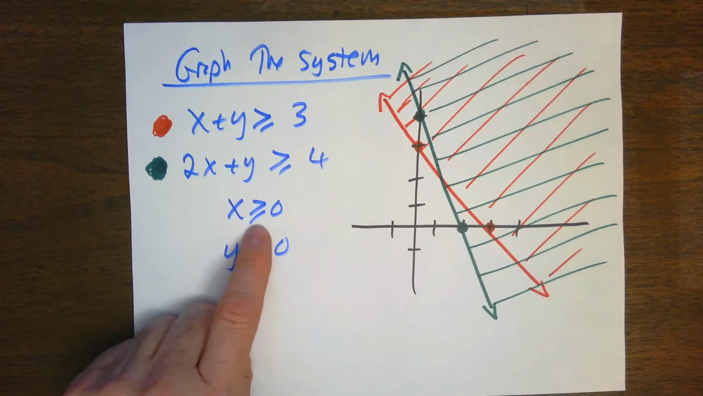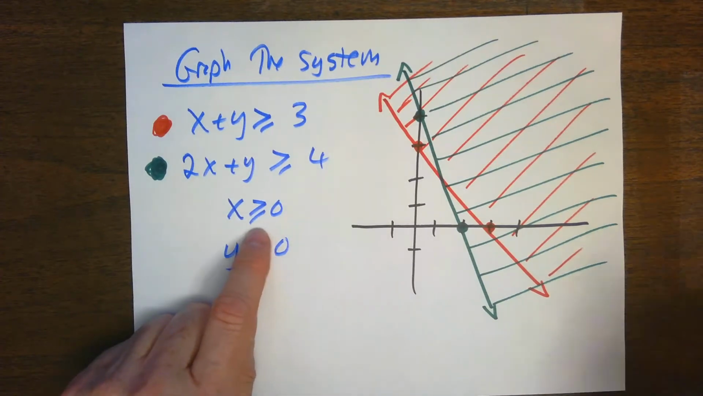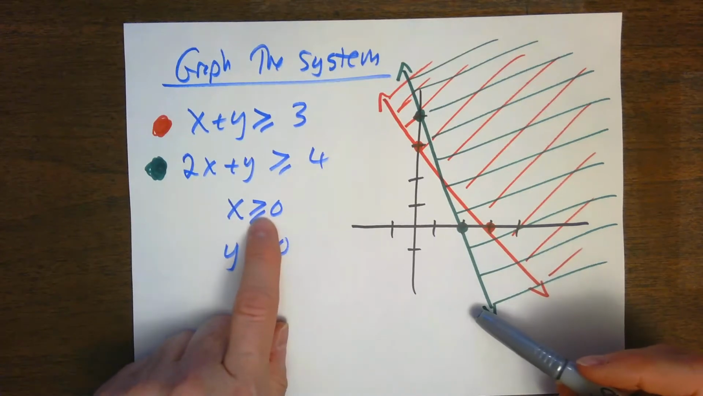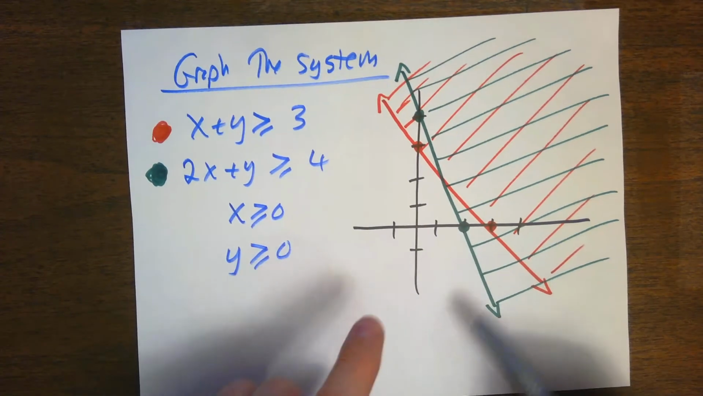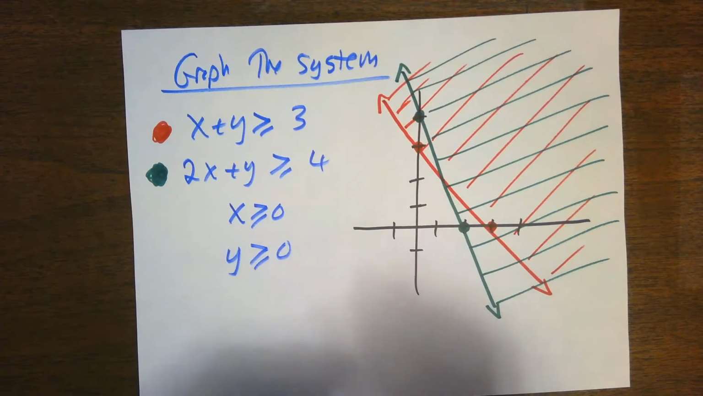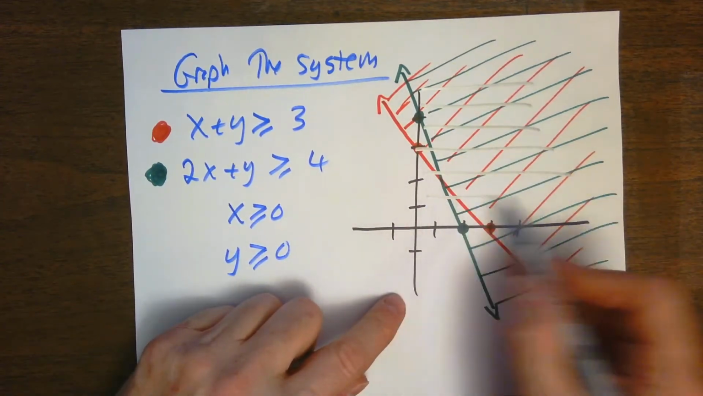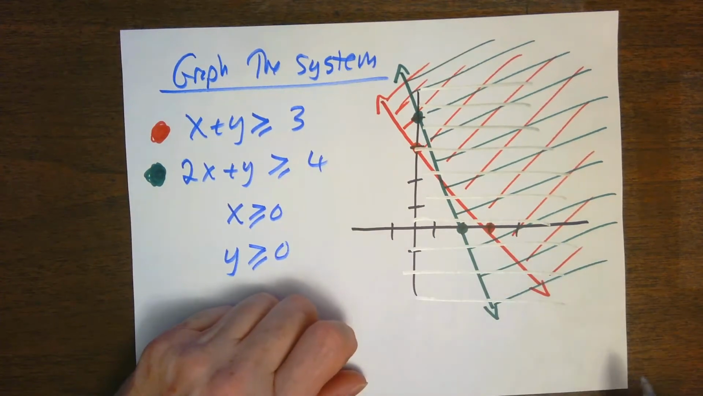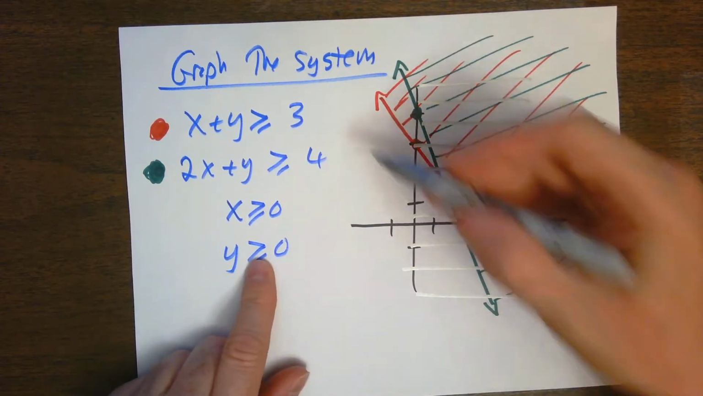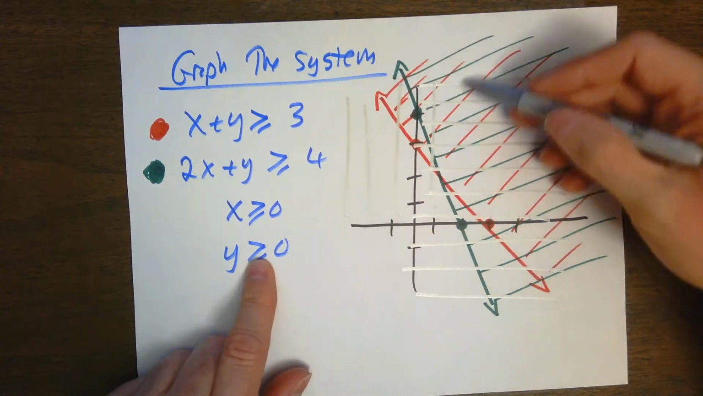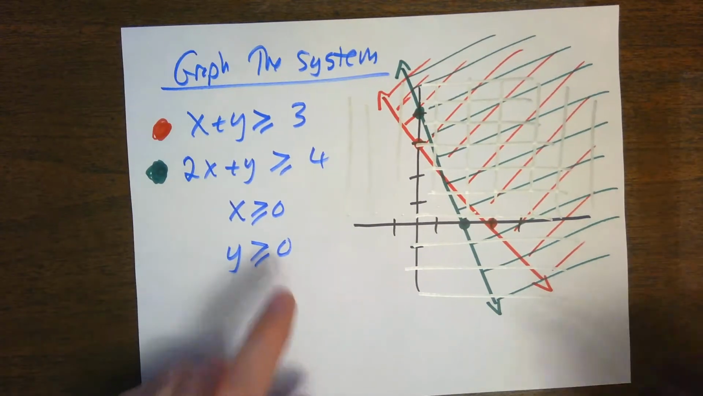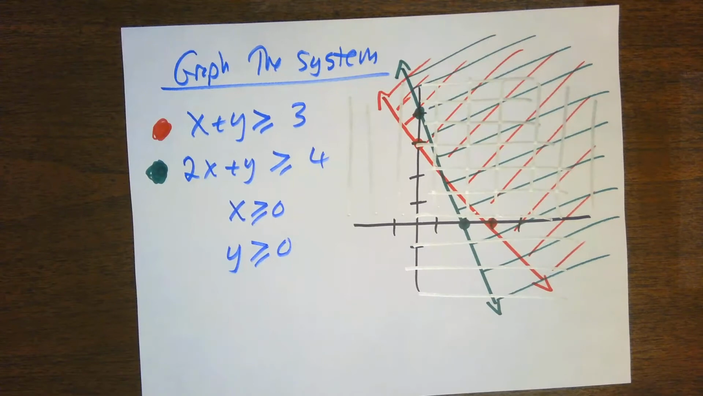But wait, I've got 2 more. I want x greater than 0. What would x is greater than 0 look like? X is greater than 0 means that I can only have positive x values. Well, positive x values would be here. Y is greater than 0. Positive y's would be here. Oh my goodness, what a mess.